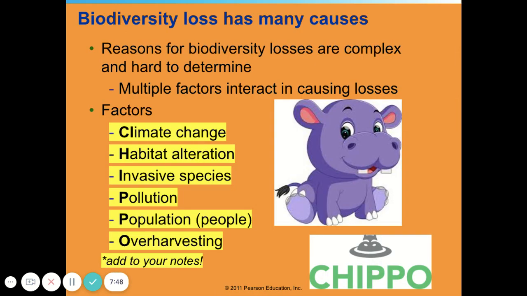There are 6 main factors that contribute to the loss of biodiversity. Be sure and add these to your notes because your book leaves one out. And they are HIPPCO. That's the way we remember it. HIPPCO the hippo, that's our little APES mascot. HIPPCO stands for habitat alteration, invasive species, pollution, population, meaning overpopulation by people, climate change, and over-harvesting. So pause the video and add those to your notes, maybe even draw a cute little hippo to help you remember.